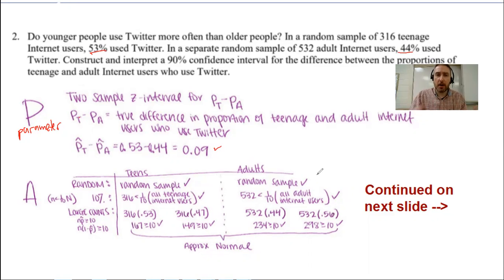And we want to check our conditions. So the assumptions is what that A stands for. Assumptions and conditions. We assume these things have to work out. So is it a random sample? Usually it is. Are we less than 10% or 1/10 of all internet users for teens and adults? Obviously. And do your large counts. So you're 53% for teens and you're 44% for adults. Remember, this is not a test. This is an interval. So we don't assume they're the same. So we use those different sample proportions to get your large count. So 167, 149, 234, 298, all greater than or equal to 10. So now we can do our work.